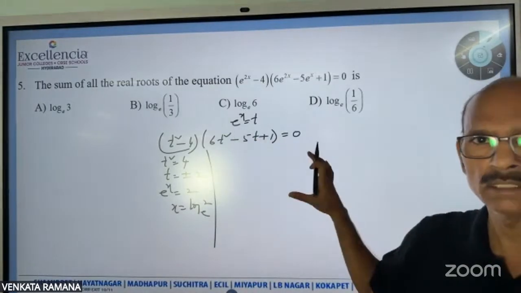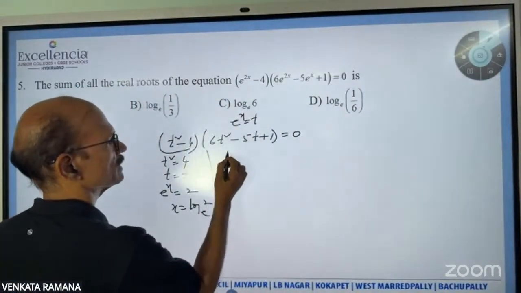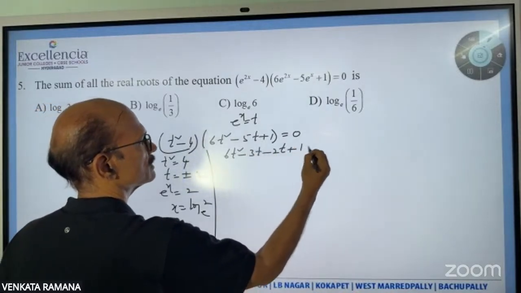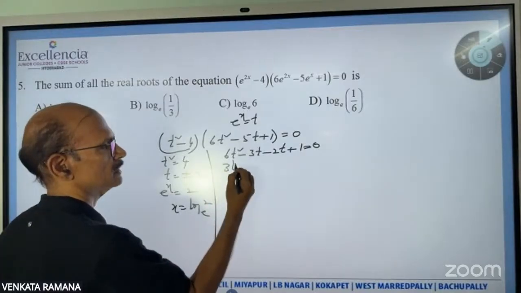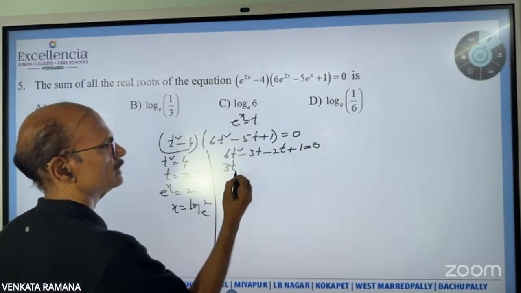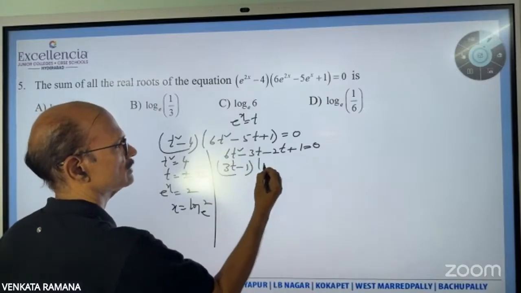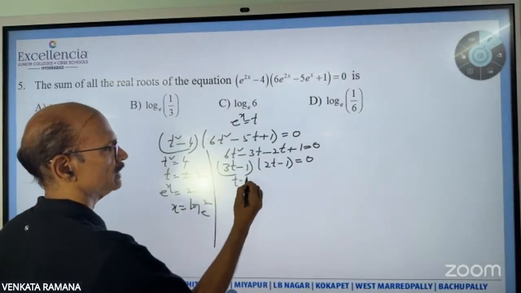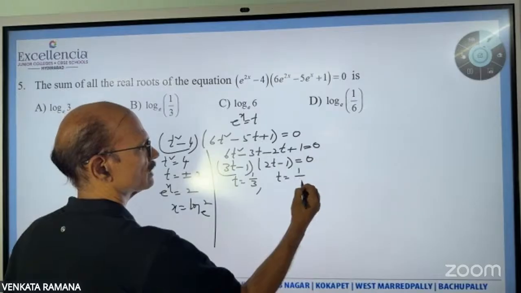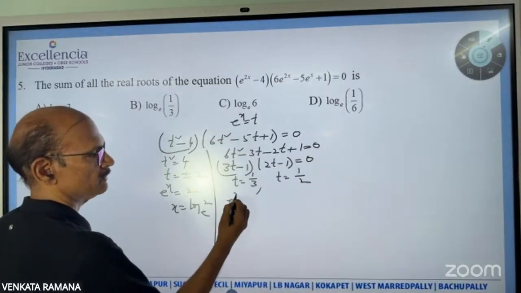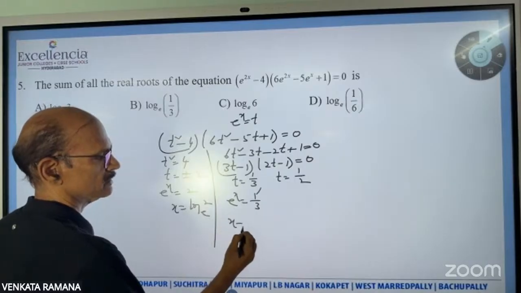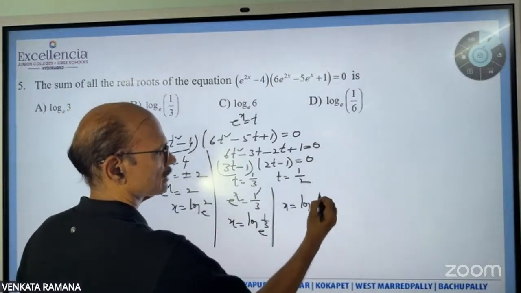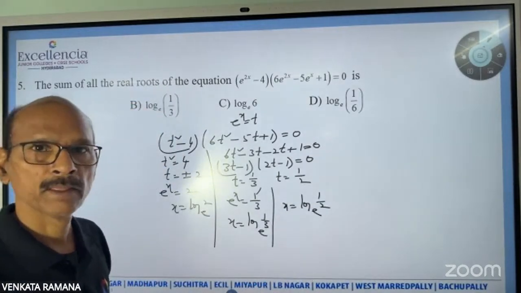Similarly, in the same process, let us simplify this one also. So it is equal to 6t square minus 3t minus 2t plus 1 is equal to 0. If I take 3t common, 3t times (2t minus 1) minus 1 times (2t minus 1) is equal to 0. Therefore, t is equal to 1 by 3 and t is equal to 1 by 2. We consider e power x equals 1 by 3. Therefore, x is equal to log 1 by 3 to the base e, and x is equal to log 1 by 2 to the base e. Okay, these are the values of x.